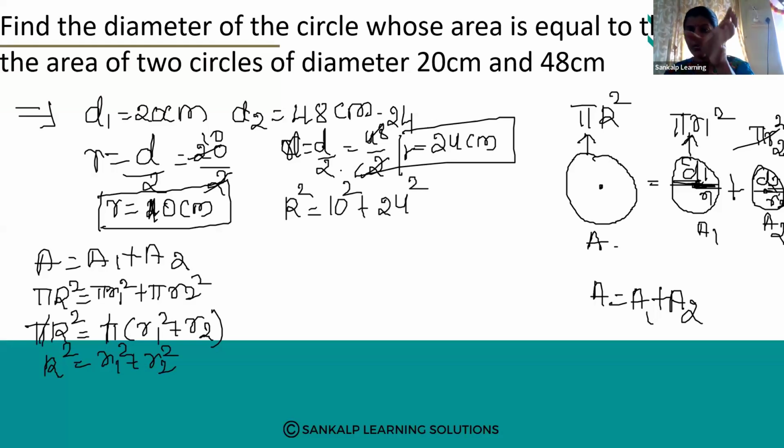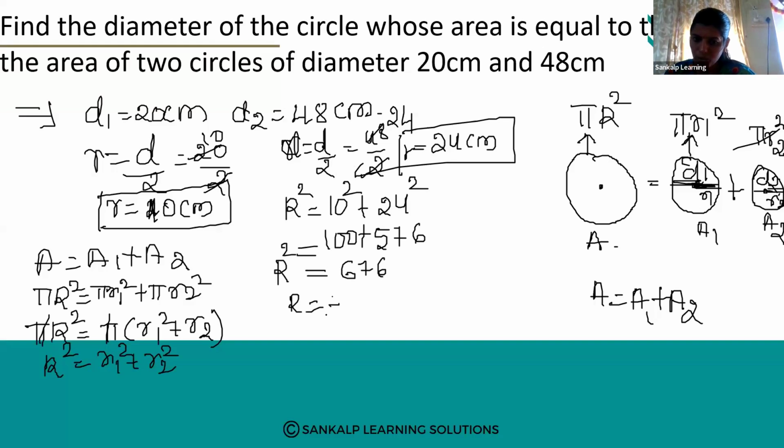R2 square, that is 24 square. So, 10 square is 100. 24 square, that is 576. So, 100 plus 576 is 676. This is the value of R square. But we want R. For that, put square root sign, 676.